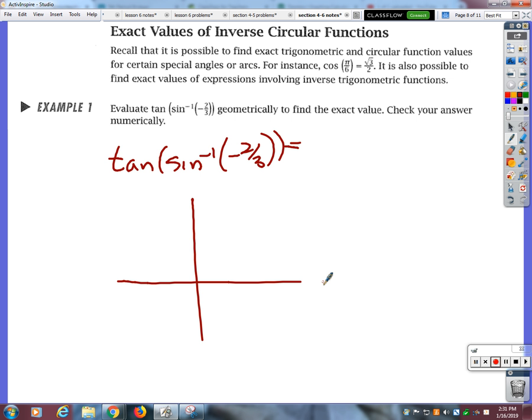So inverse sine, which I just talked about, has to be in what two quadrants? Right, 1 or 4. So if it's negative, is it going to be in quadrant 1 or in quadrant 4? It's going to be in quadrant 4. So I'm going to draw a triangle in quadrant 4. And this triangle is going to have an opposite side of negative 2, and it's going to have a hypotenuse of 3. All right?